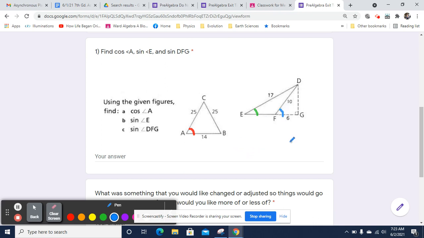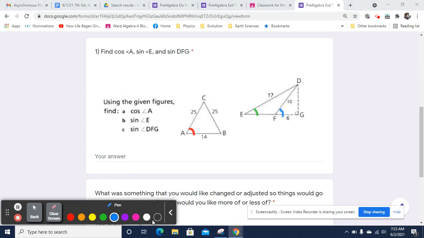Now, in order to find these things, we need to find some missing sides. So I'm going to start off here. I'm going to draw what we call an auxiliary line, and I'm drawing an altitude here. And since this is an isosceles triangle, an altitude bisects the opposite side. So what I have done is I have turned that into a 7 and a 7. Okay, so we need to figure out how tall this is.